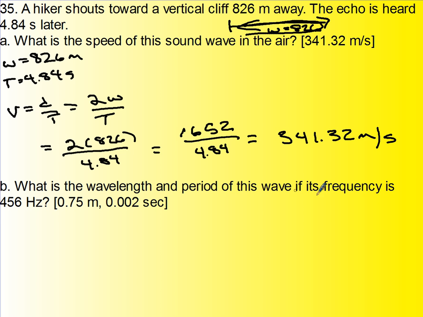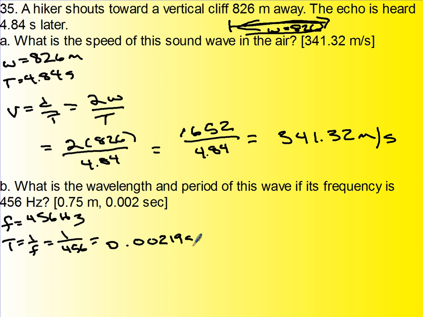What is the wavelength and period of this wave if the frequency is 456 hertz? Okay, finding the period is really easy. It's just 1 over the frequency. So it's 1 over 456. So 1 over 456 is 0.022219 seconds. And what's the wavelength?